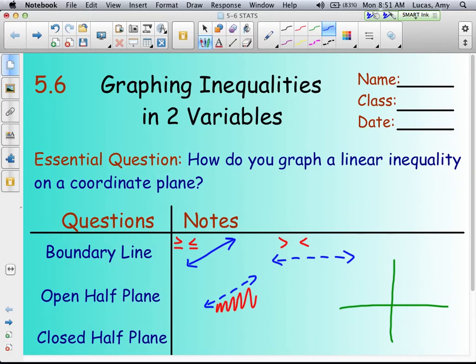A closed half plane means that one side of your boundary line is shaded again, and that boundary line is closed. So the open half plane is the dashed line, the closed half plane is the solid line, and each of them is shaded on one side, because shading half of the coordinate plane, that's why it's called a half plane. Okay, so those are our three new vocab words.